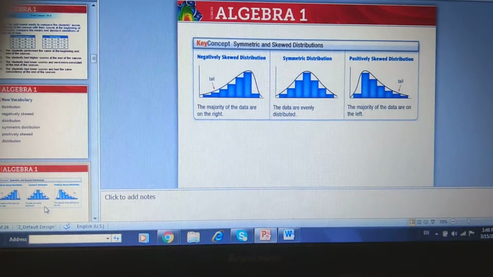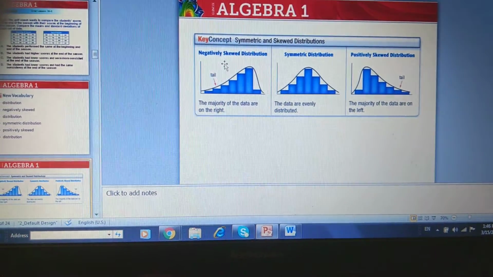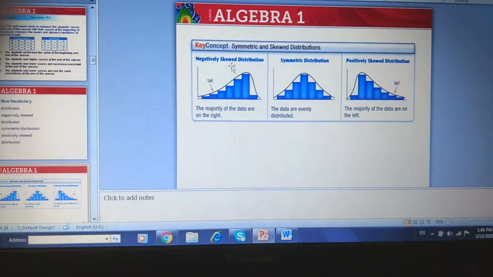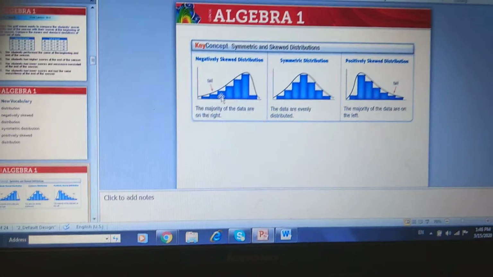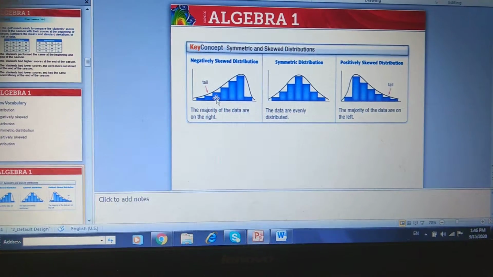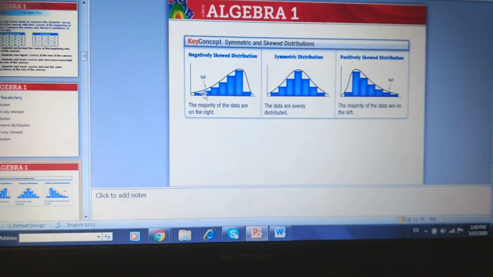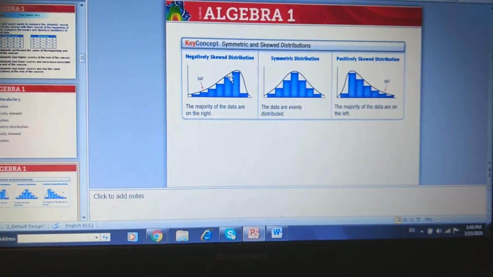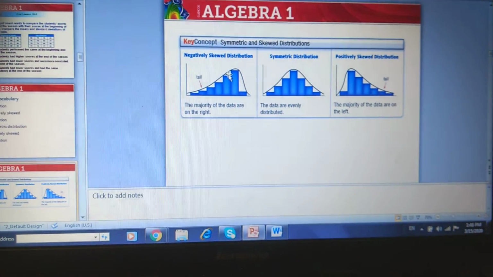This histogram, you can notice we have 3 kinds. Negatively skewed distribution. In this kind of graph, the majority of the data are on the right. They form like a tail, like this. Therefore, I call it negatively skewed distribution.